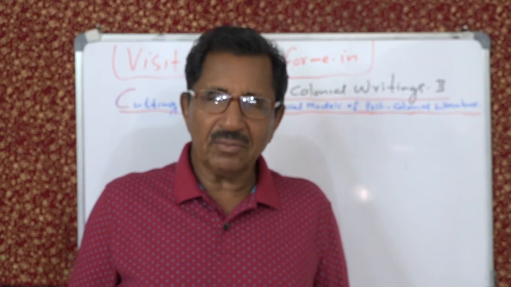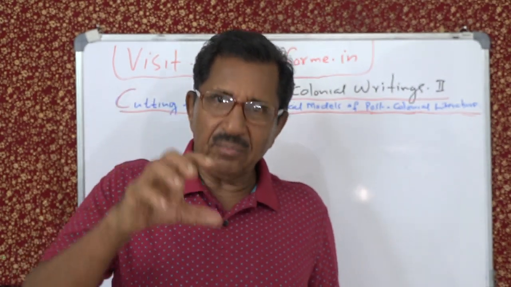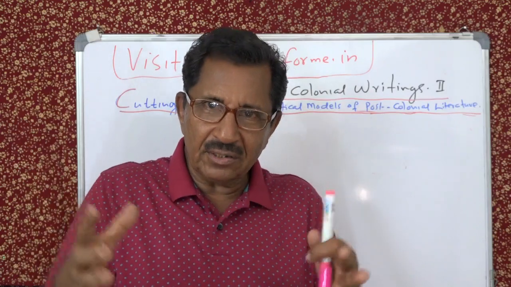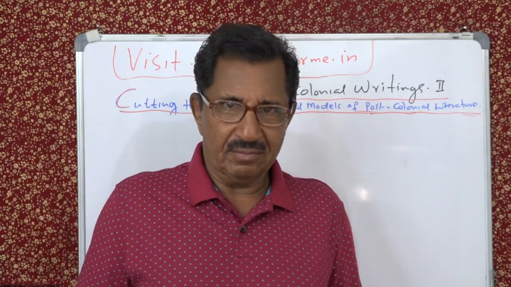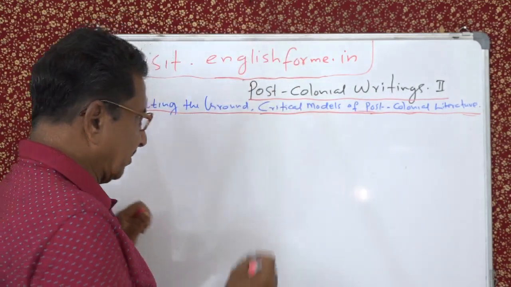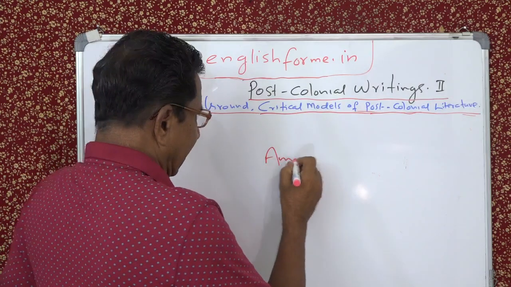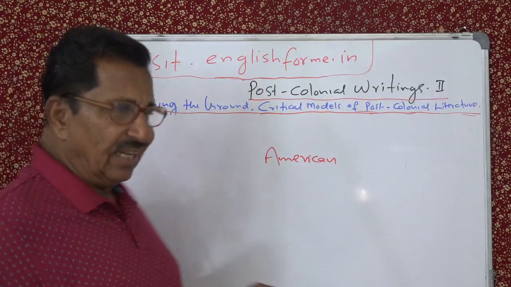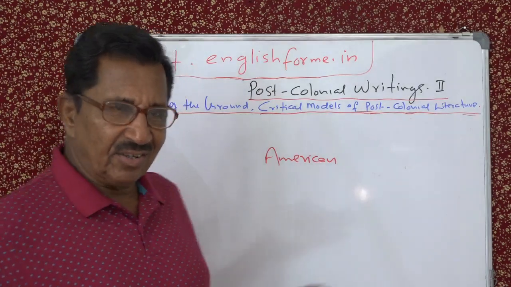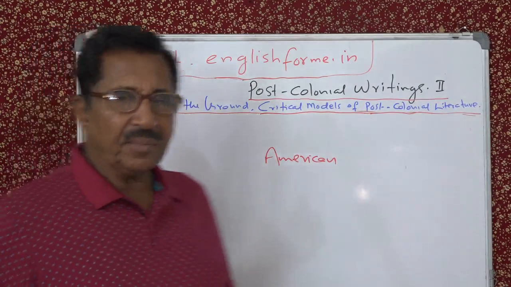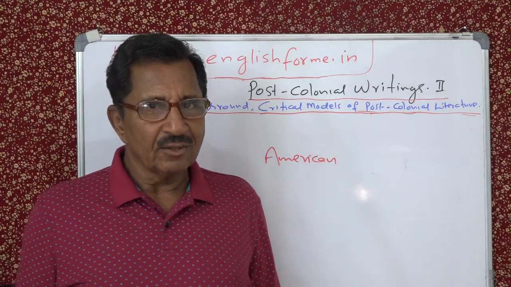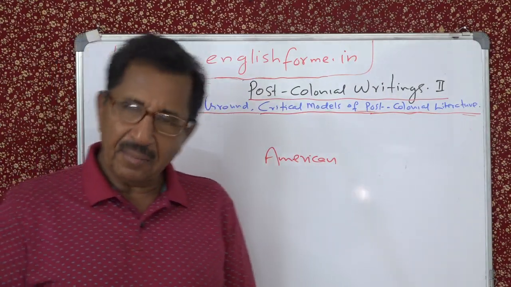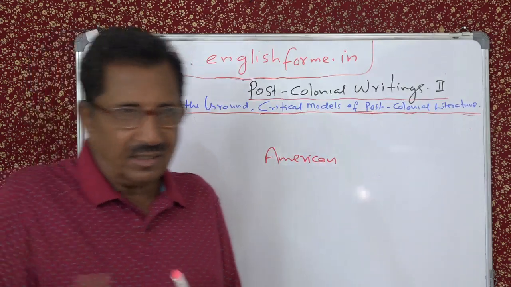For example, sometimes what happens is, in one model itself, many other models may be operating. I'll give you an example. Let's take the American model as a national model. National or regional, we said. American is national because America is an independent nation. So the literature produced there is American literature. So it's a national literature.